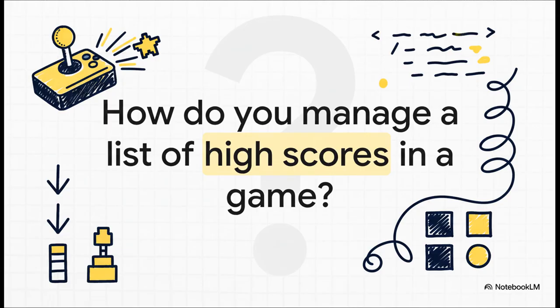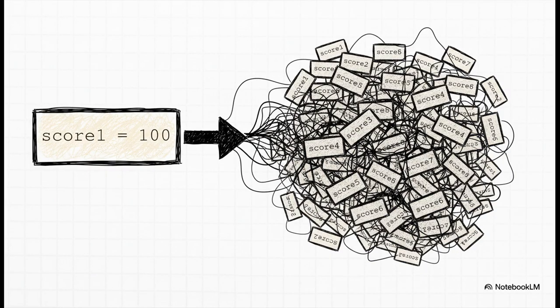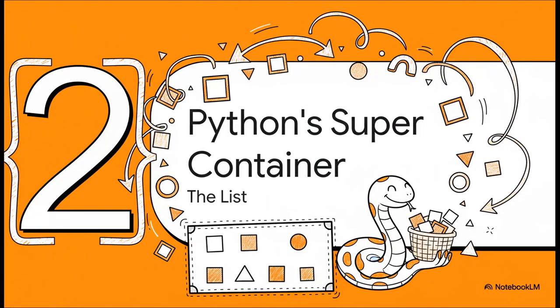Okay, so let's put ourselves in a real situation. Picture this, you've just built an amazing game. People love it, they're racking up high scores, and now you need to keep track of, say, the top 10 scores. How are you actually going to store that data? Well, you could make a new variable for every single score, but you can probably see where this is going, right? What happens when you need 100 scores or 1,000? It's not just messy, it's a complete nightmare to manage. But thankfully, we don't have to live in that chaotic world. Python gives us this incredibly elegant and powerful solution to this exact problem, and it's called a list.